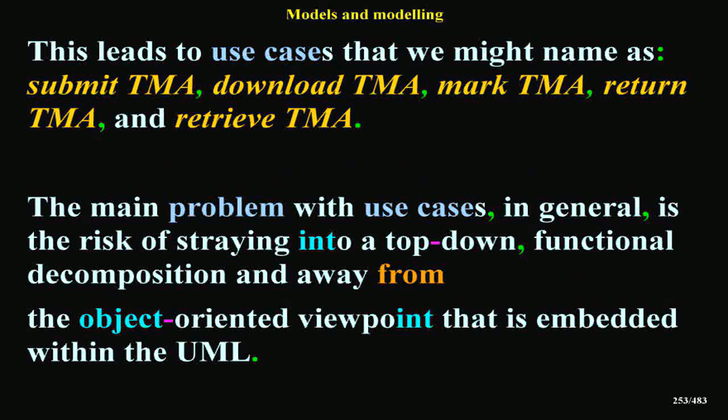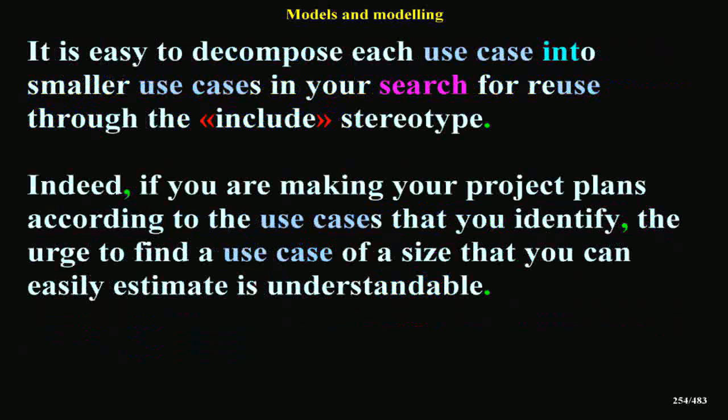The main problem with use cases, in general, is the risk of straying into a top-down, functional decomposition and away from the object-oriented viewpoint that is embedded within the UML. It is easy to decompose each use case into smaller use cases in your search for reuse through the include stereotype. Indeed, if you were making your project plans according to the use cases that you identify, the urge to find a use case of a size that you can easily estimate is understandable.